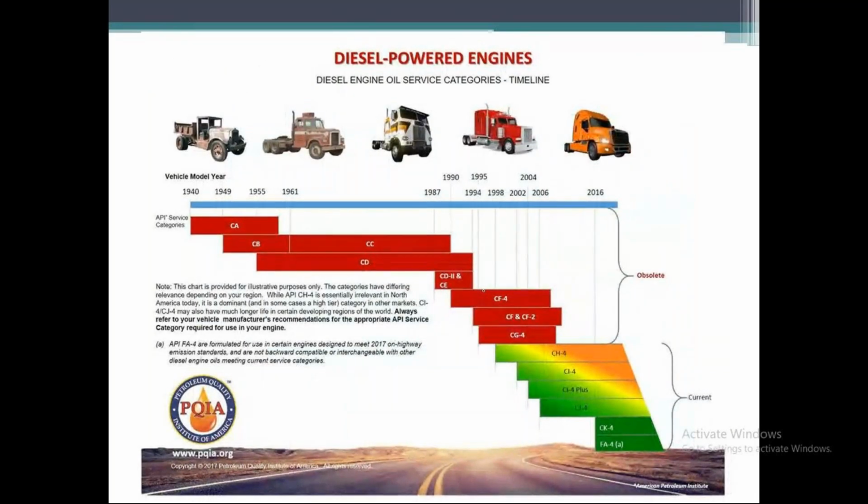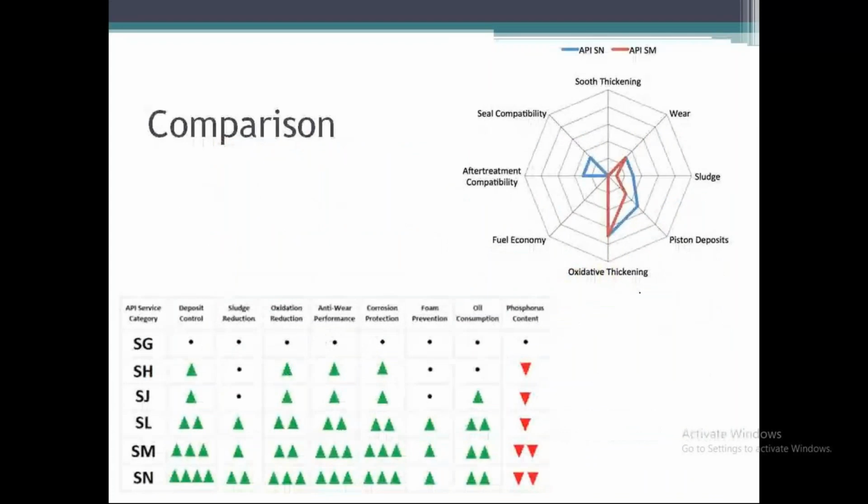Now these are the standards. You can see these are all now obsolete, because with research they found that they are not so fuel efficient or giving much economy. That is why the current usage of additives is in this classification. I'll skip this also. This is the comparison. You can see the primitive or STSH were the initial graded oils. Now we have SN, which has sludge reduction, better oxidation reduction, anti-wear performance, corrosion protection, foam prevention, oil consumption, phosphorus content. You can see it is getting reduced. These are the areas people focus on while designing a lubricant oil.